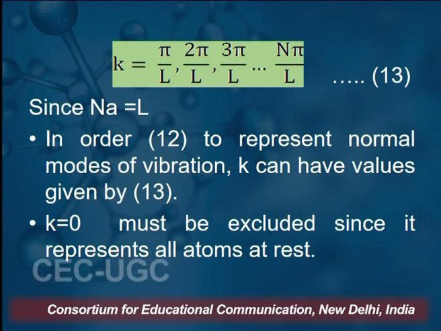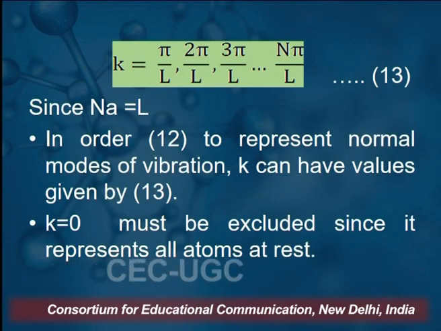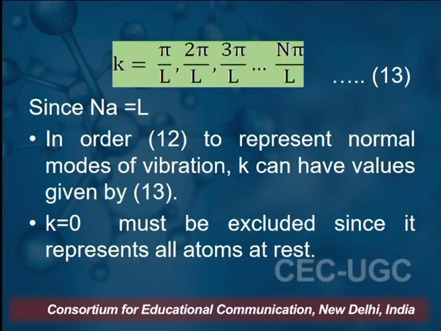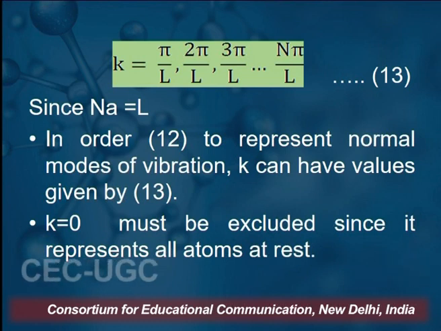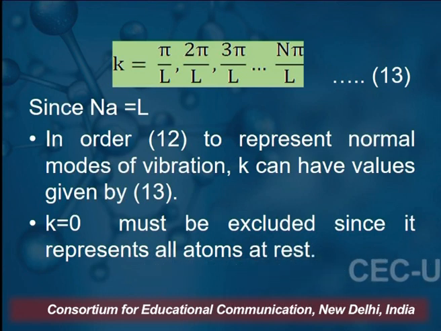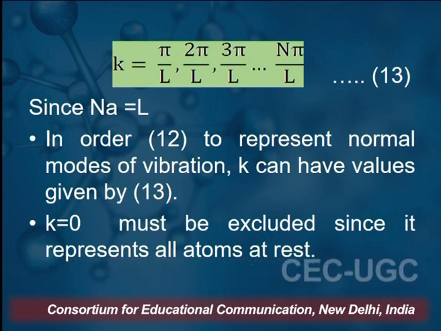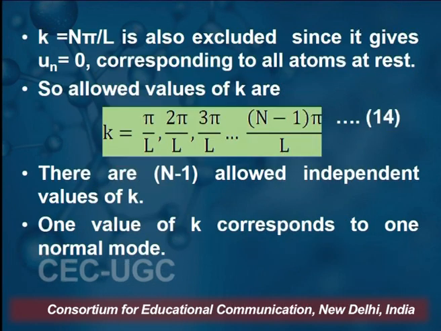In order for equation number 12, un equal to u naught sine of k Na into sine of omega t, to represent a normal mode of vibration, k can have values of pi by L, 2 pi by L, 3 pi by L and so on up to n pi by L. Again, k equal to 0 must be excluded since it represents all the atoms being at rest, which is possible only at 0 Kelvin. So, k equal to 0 is excluded.